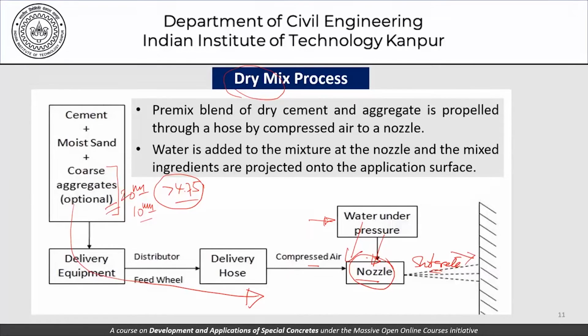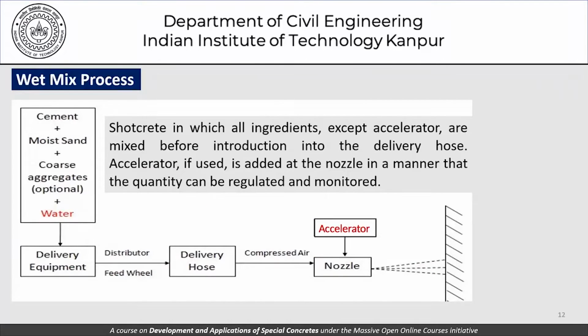As against this, in the wet mix process, the cement, sand, and coarse aggregate, which is optional, as I said before, and water, all of the concrete ingredients are added to the delivery equipment, and the concrete is shot onto the placing surface straight away. So the difference is that here the entire delivery is of wet concrete, wet to the extent that water has been pre-added to the mix, much like any normal concrete.